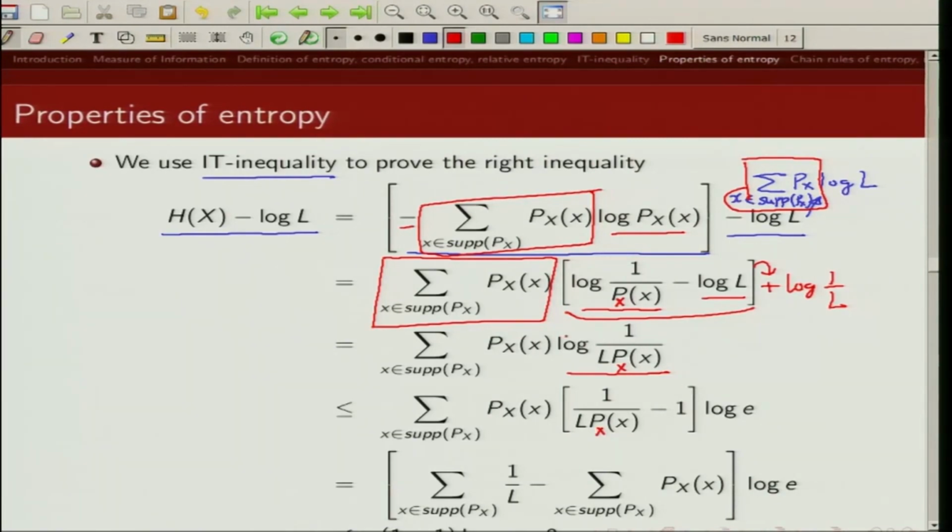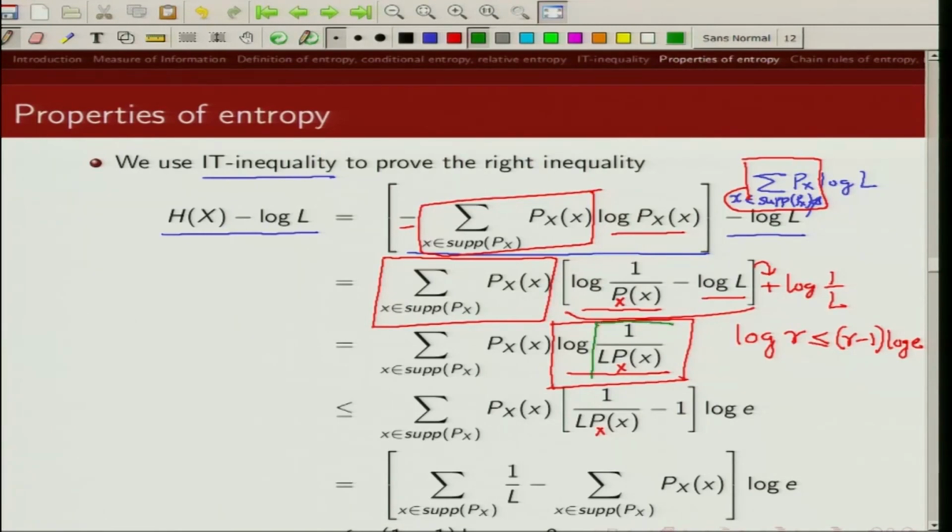Now this quantity can be simplified using the IT inequality. Now what does the IT inequality say? The IT inequality says that log of r is less than or equal to r minus 1 times log of e, with equality happening when r is equal to 1. So what is r here?